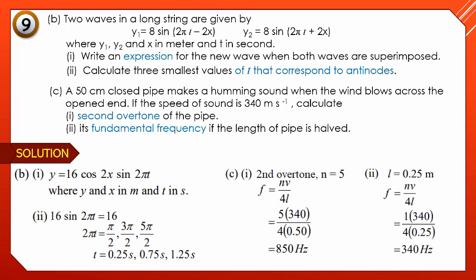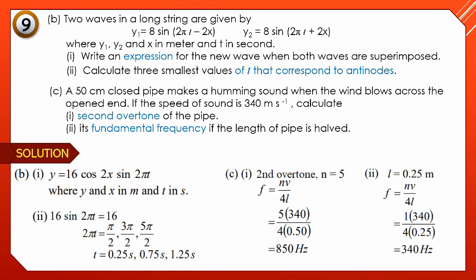For question number 9c, a 50 cm closed pipe makes a sound when the wind blows across the open end. If the speed of sound is 340 meter per second, we need to calculate the second overtone of the pipe and the fundamental frequency of the pipe if the length of the pipe is half. So first, to calculate the second overtone, for the second overtone of the closed pipe, n is equal to 5. So when we substitute in the equation of frequency, we get the frequency for the second overtone, which is equal to 850 Hz.